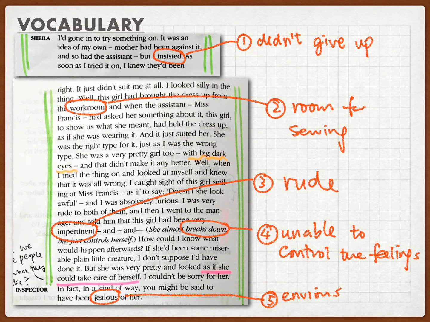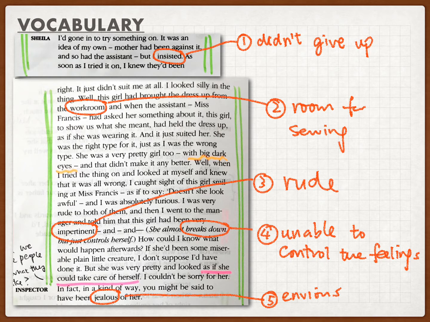And Sheila continued to explain her encounter with Eva Smith, and here are the words I want you to take a look at. Number one, insisted. It means not giving up. So Sheila insisted on trying on a dress that didn't fit her. And then the next word, workroom. So it's a room for people to work in. And because Millwards is a place for clothes, a workroom in this shop is actually a room for sewing, for making the clothes.